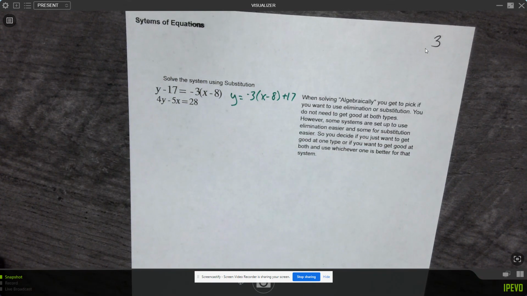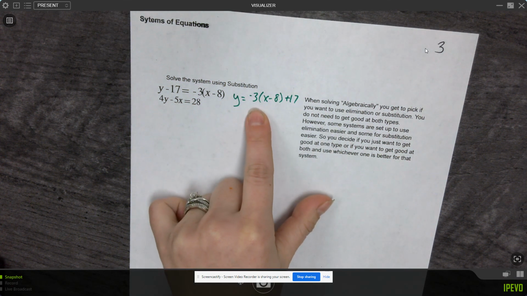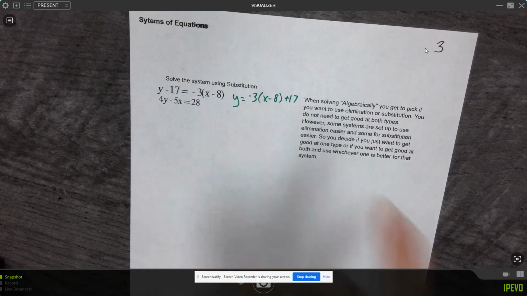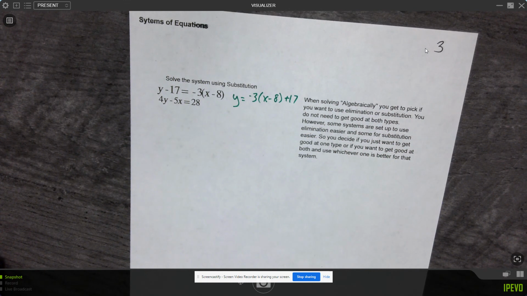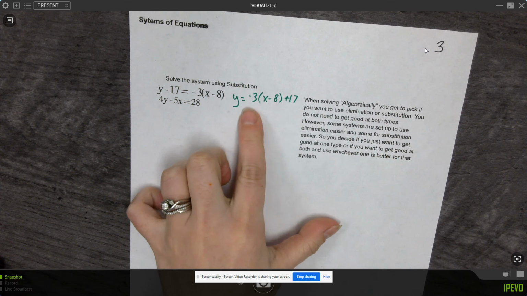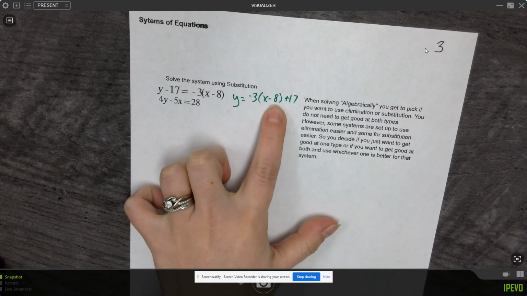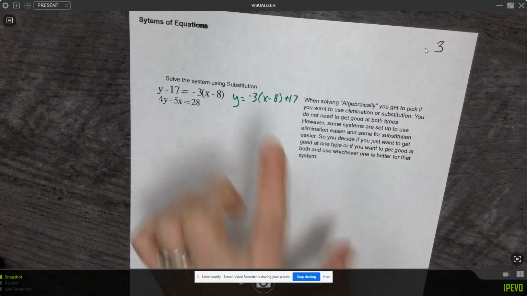Now, personal choice, lots of options here. Some people don't like this. They want to distribute that negative 3, and you absolutely 100% are allowed to do that. And then after you distribute, you're going to notice you have some like terms. You can feel free to combine them. It doesn't matter as long as you are algebraically doing correct math. Okay? So you can use this, or you can distribute the negative 3, or you can distribute the negative 3 and combine like terms.